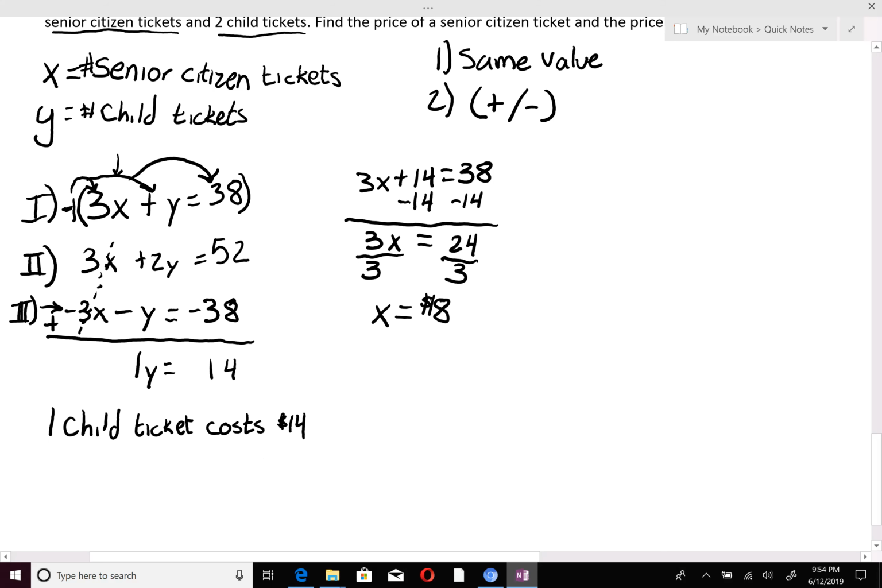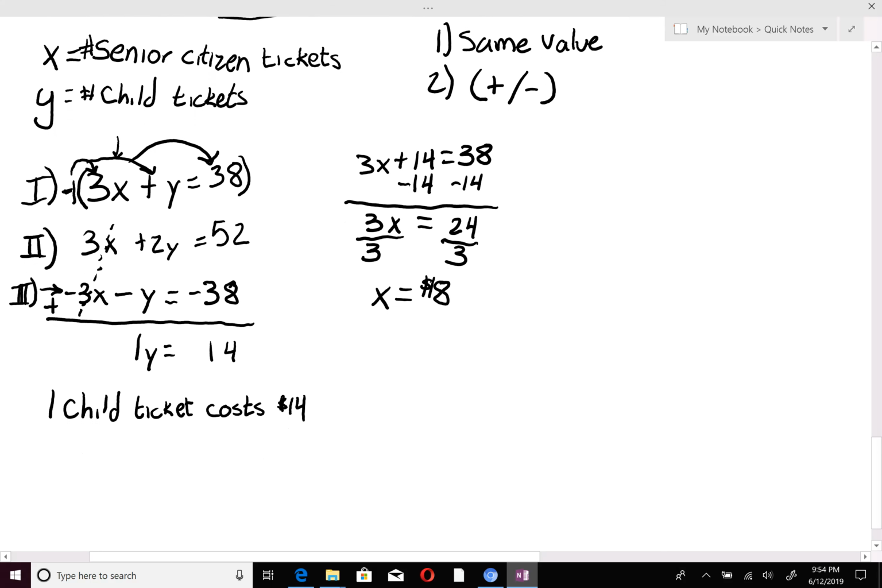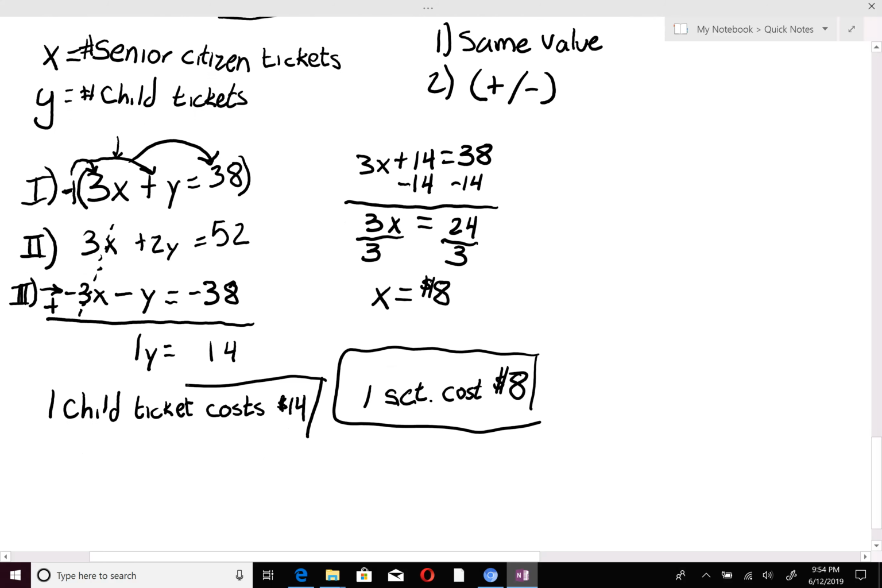And so since we said that senior citizen tickets are x, one senior citizen ticket, that's an abbreviation, costs $8. So we've answered pretty much everything that the problem has asked us to do.